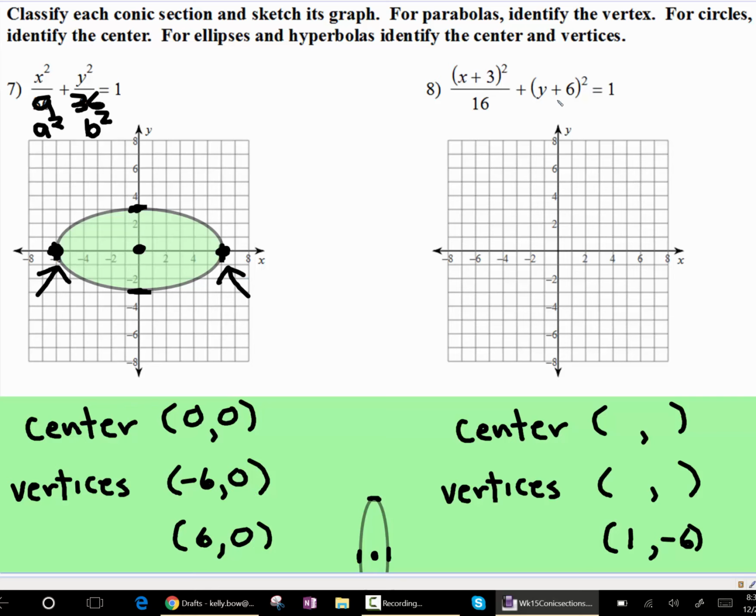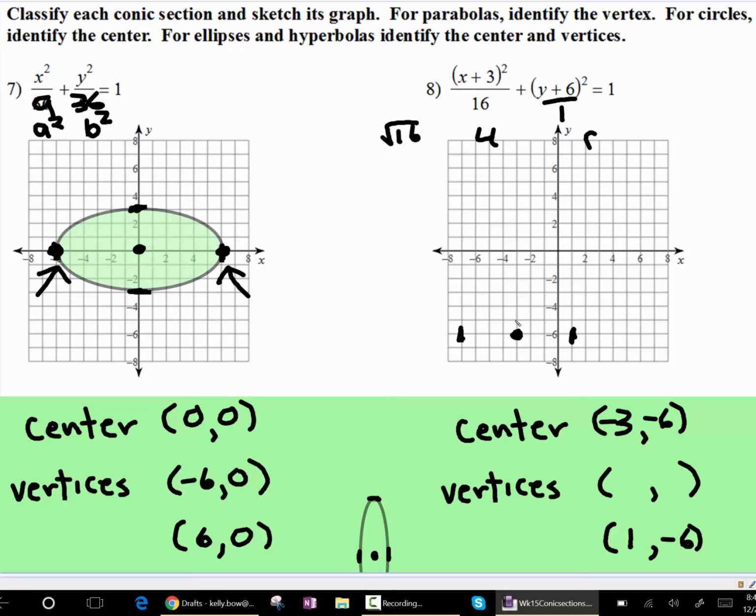On this one right here, there's an invisible 1. The square root of 16 is 4, the square root of 1 is 1. So we have to locate the center. The opposite of the x value, the opposite of 3 is -3. And inside the parentheses with the y, the opposite of 6 is -6. So at -3, down here at -6, and then in the x direction, the square root of 16 is 4. We're going to go over 4 in both directions.